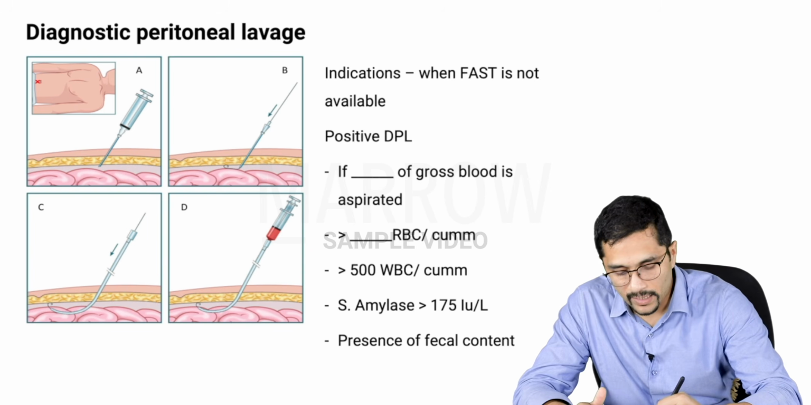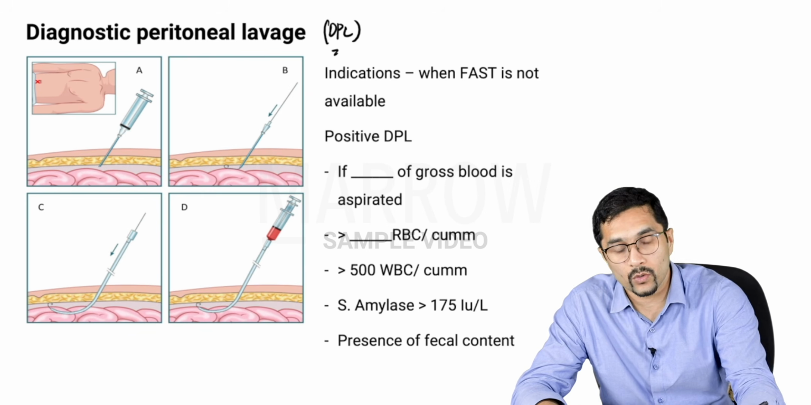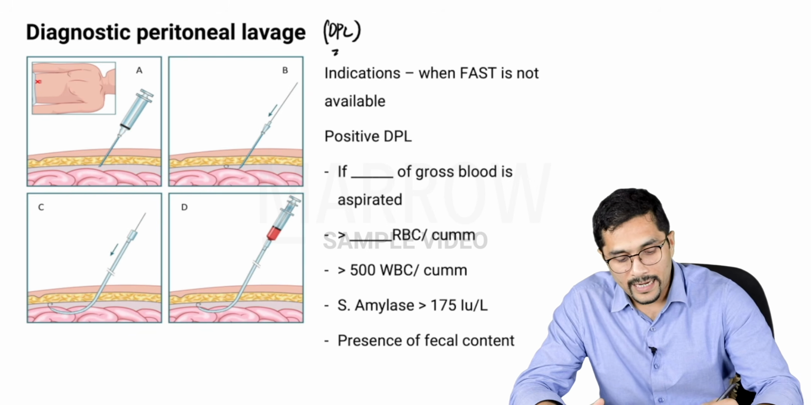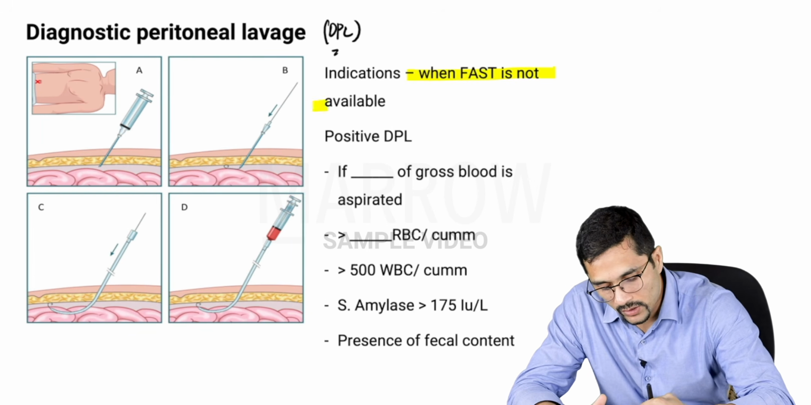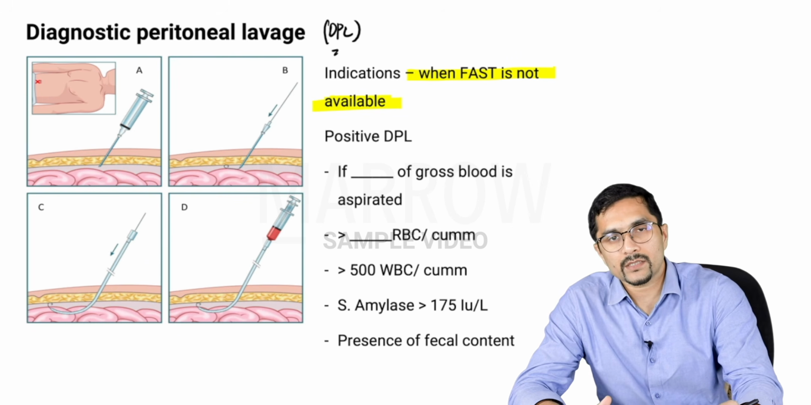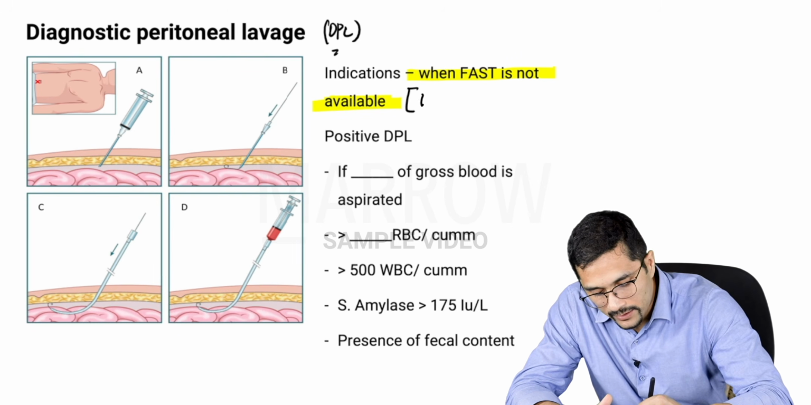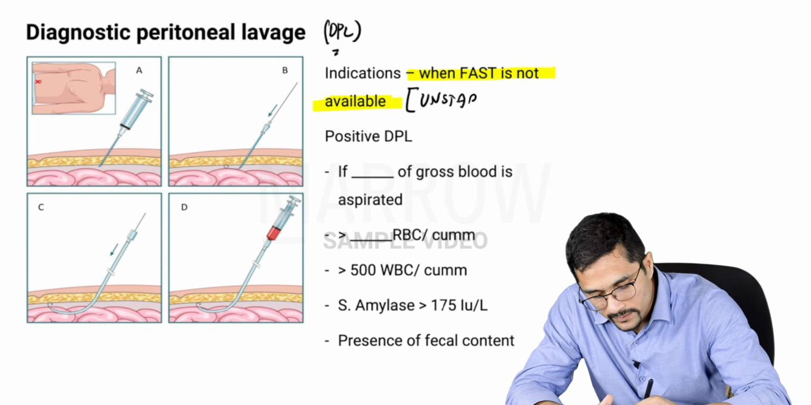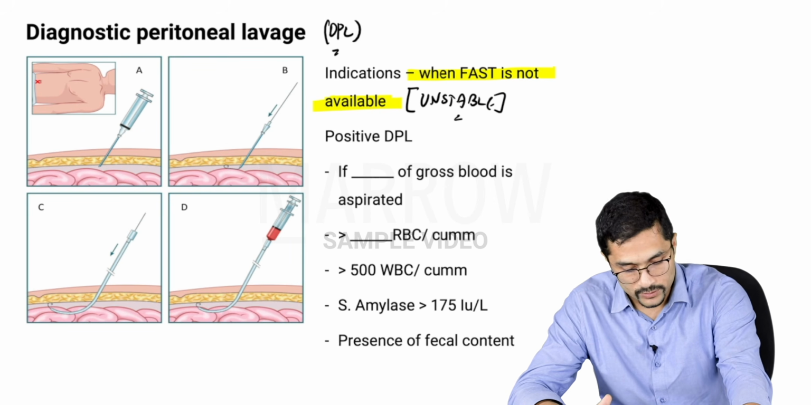Diagnostic peritoneal lavage, DPL, was asked 5 or 6 years back. Since then, no questions have been asked. What are the indications for DPL? This is done when FAST is not available. That is what we do in unstable patients. So when FAST is not there and you have an unstable patient, we will carry out a diagnostic peritoneal lavage.